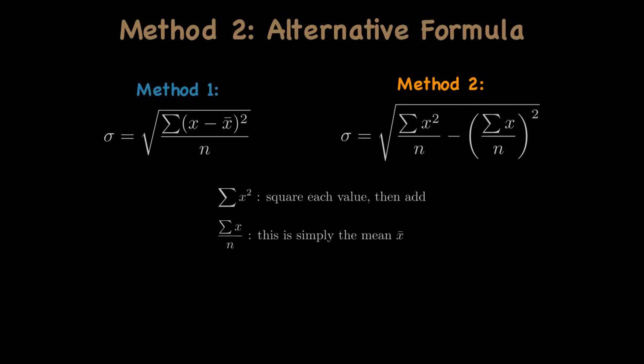Let me break it down. Sigma x squared means square each data value, then add them all up. Sigma x over n is simply the mean.